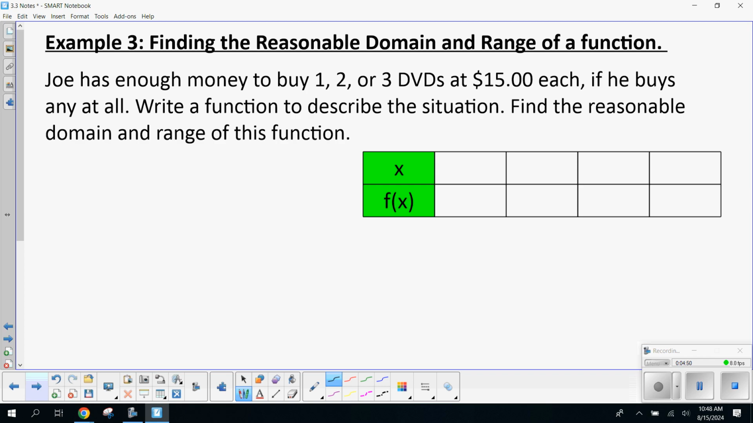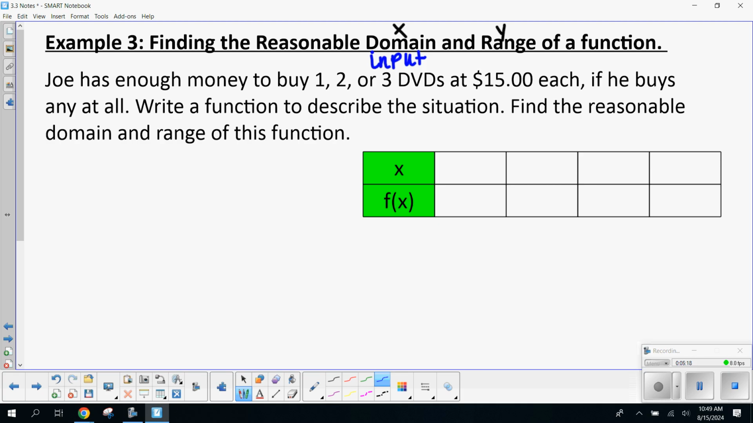Now we're going to find a reasonable domain and range. Again, domain is the set of all of my x's, and range is the set of all of my y's. Domain is also called my input. Basically, what numbers make sense to plug in? What numbers can we plug in? So Joe has enough money to buy 1, 2, or 3 DVDs at $15 each if he buys any at all. Write a function to describe the situation and find the reasonable domain and range of this function.